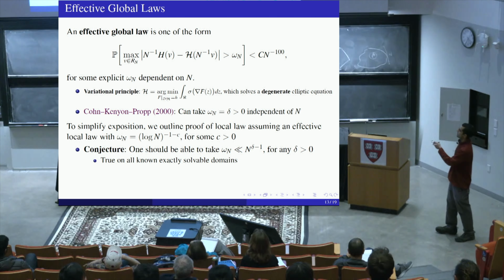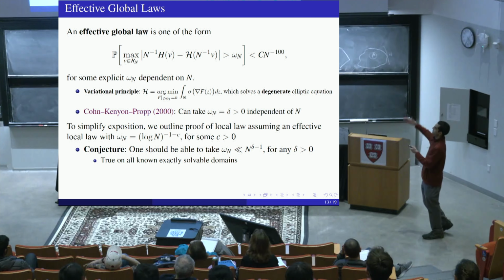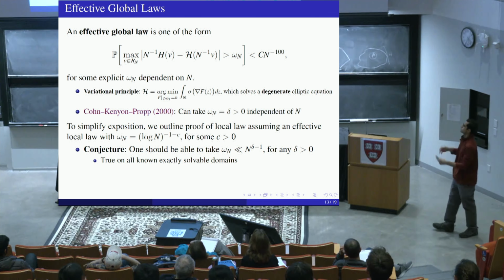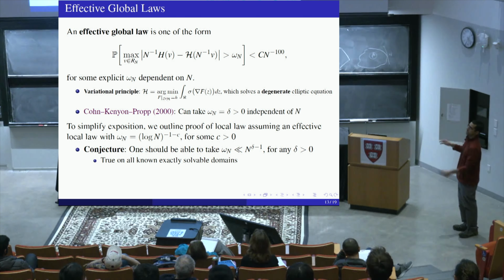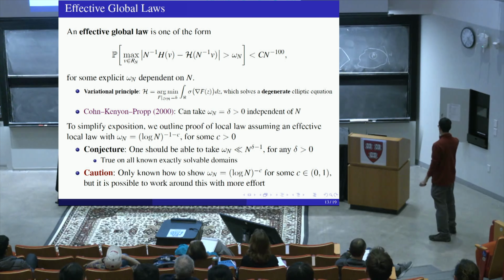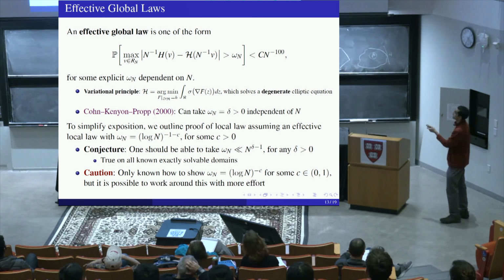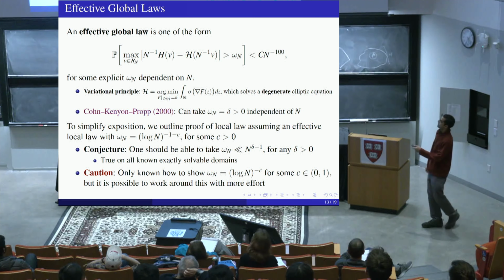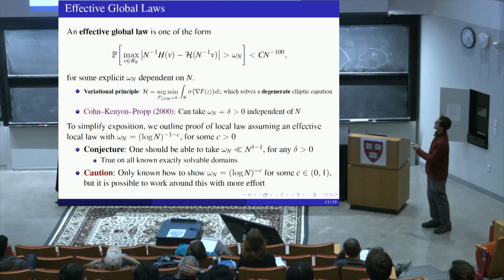You should be able to take omega of n to be n to the delta minus 1. So just like almost 1 over n basically. And I'm asking for basically 1 over log n. So a caveat, which is almost an embarrassing caution, is that I actually don't know how to prove this statement. Even though I have a ton of room here, this is very weak in comparison to what you expect.